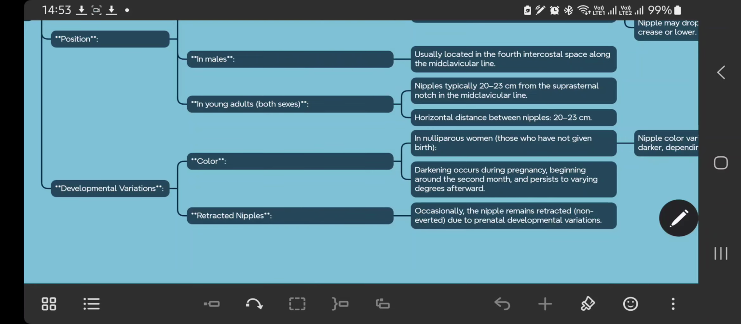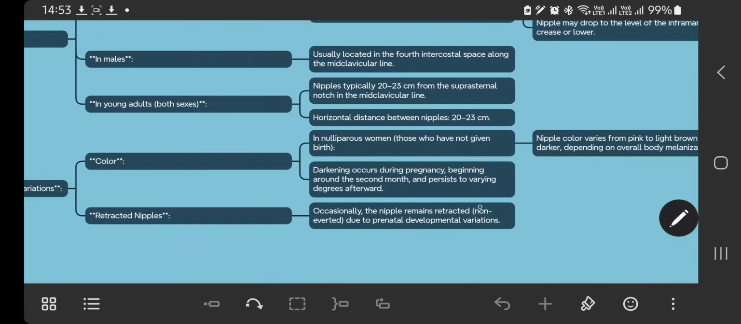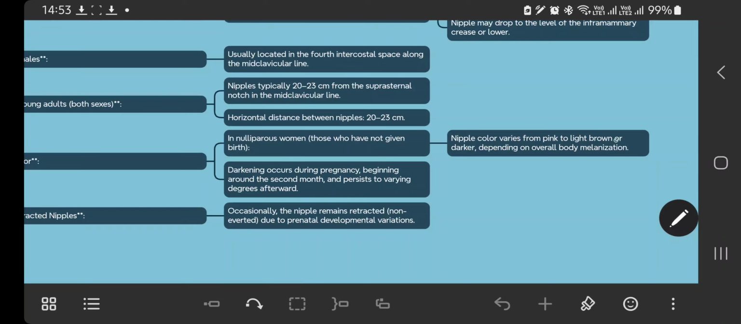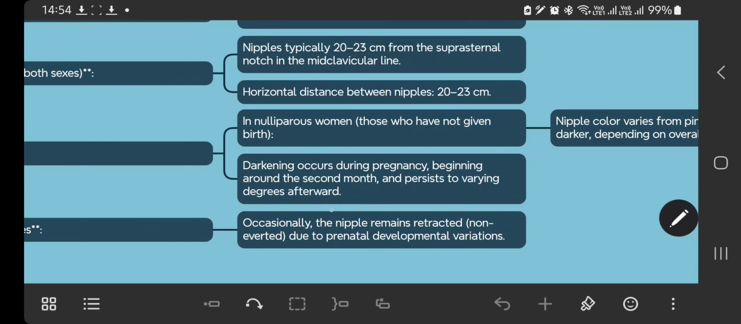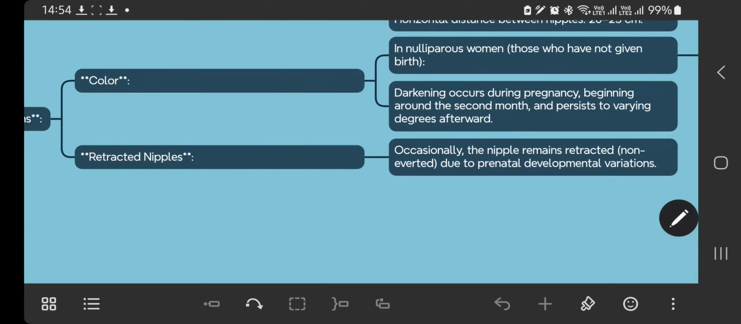In nulliparous women, those who have not given birth, the nipple color varies from pink to light brown or darker depending on overall body melanization. And the darkening occurs during pregnancy, beginning around the second month of pregnancy, and persists to varying degrees afterwards.